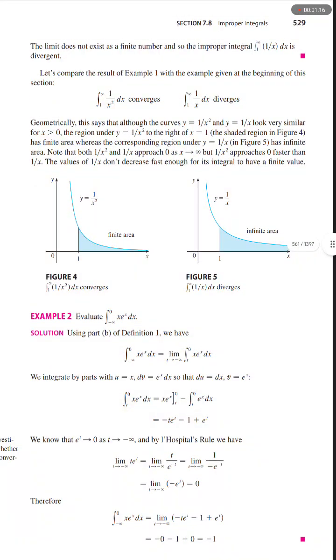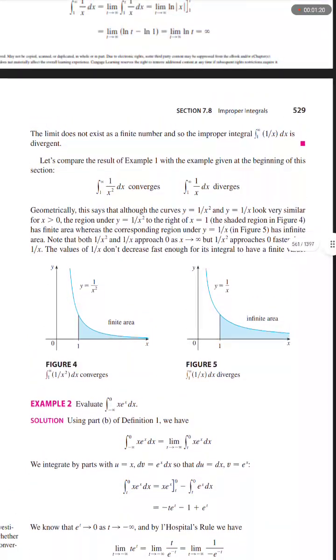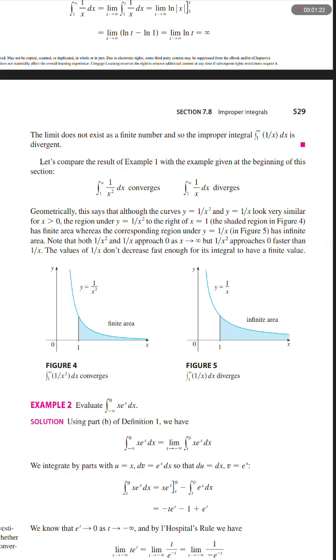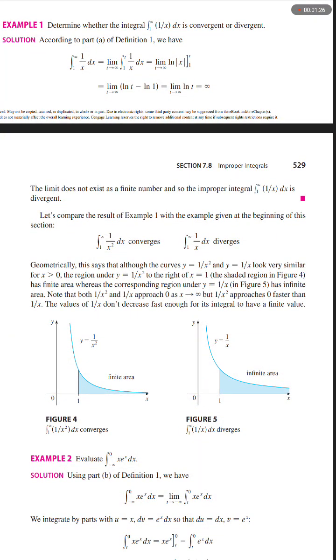The limit does not exist as a finite number, and so the improper integral from 1 to infinity of 1 over x dx is divergent.